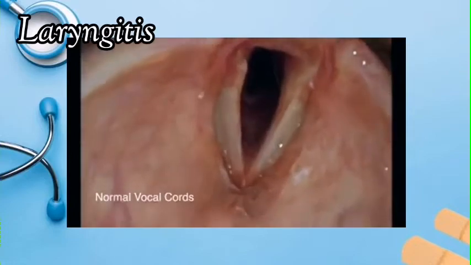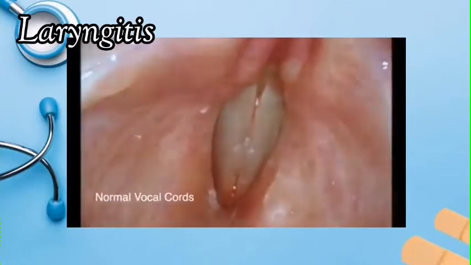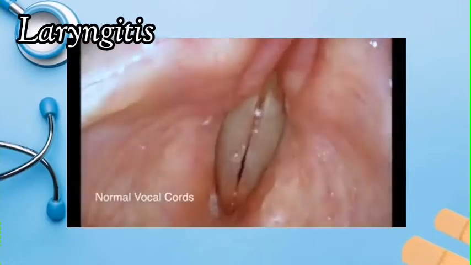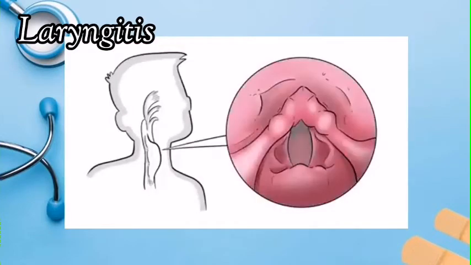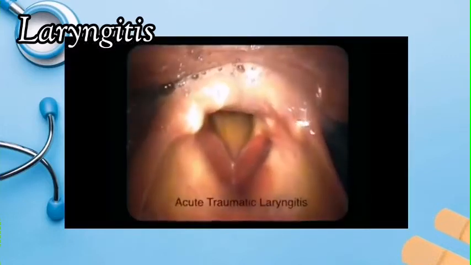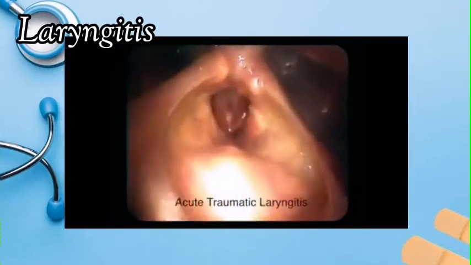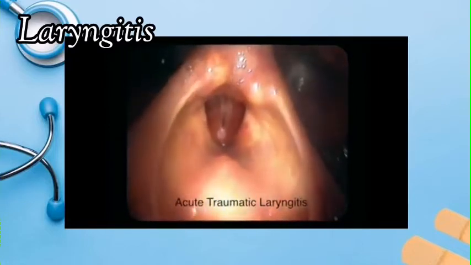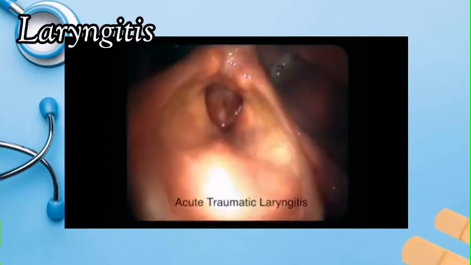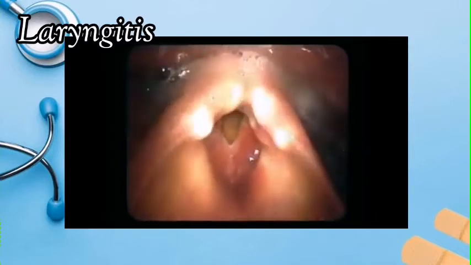As you can see, these are the normal vocal cords. And this is acute traumatic laryngitis. Here is a video showing vocal cords that are very thick, red, and swollen due to inflammation. Note that the vocal quality itself is clear, it just sounds deeper than normal.